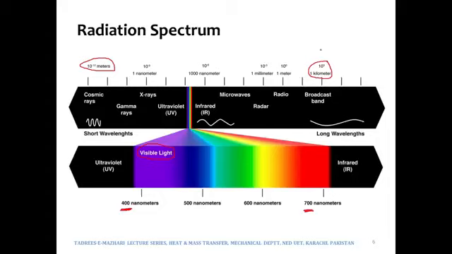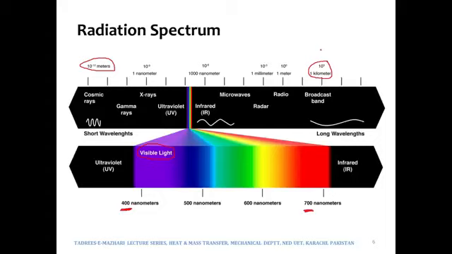Now the question is whether all bodies emit all kinds of wavelengths. The answer is no. Rather, it depends upon the temperature of the bodies. Lower temperature bodies would be emitting radiation having wavelengths of a narrower region, whereas bodies at higher temperatures would be emitting waves having wavelengths of a broader region.